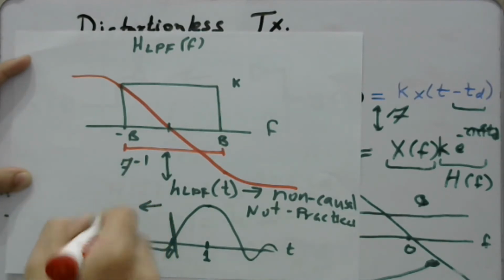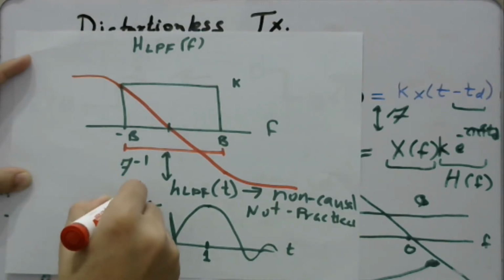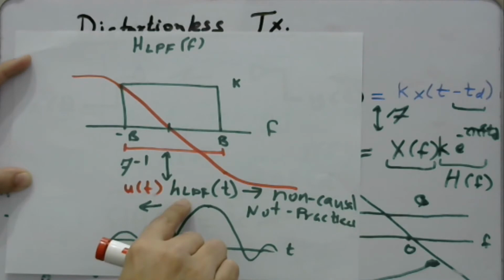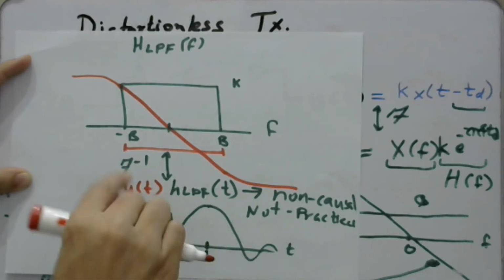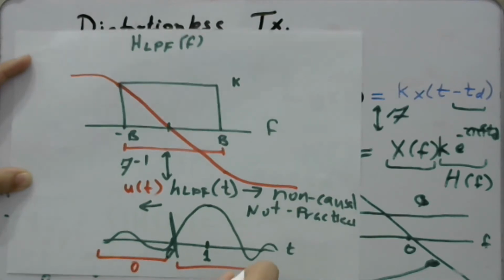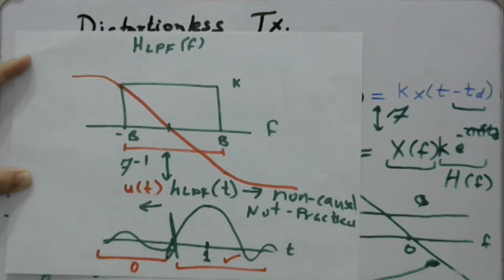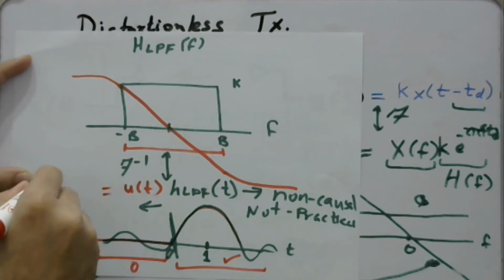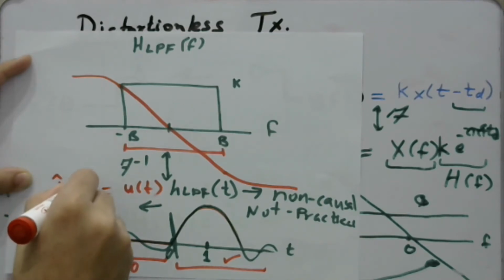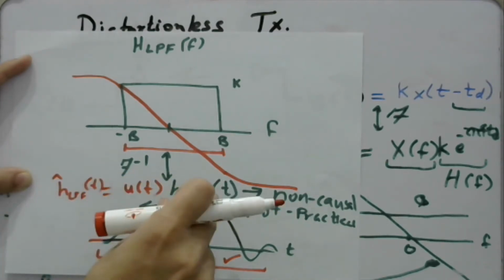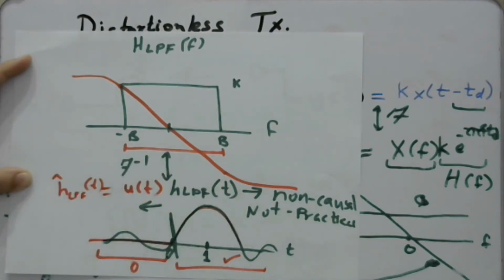So we can make it practical by multiplying with the unit step function. If we multiply the impulse response of the ideal low pass filter with the unit step function, this region would become 0 and this would be as is. So we now have this response, which is like that. This would simply be h hat low pass filter of t, the estimated impulse response when we multiply the actual impulse response with the unit step function.